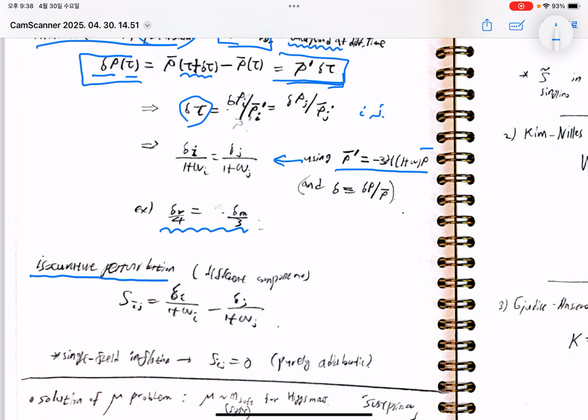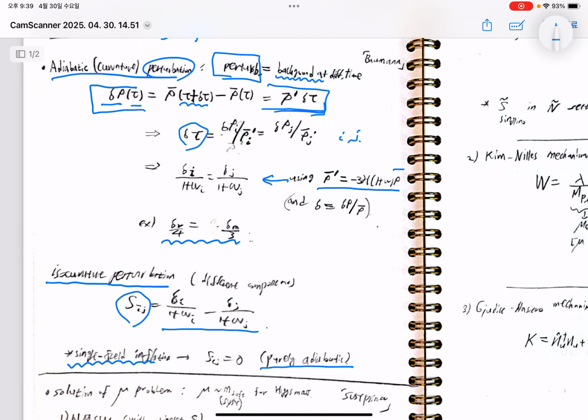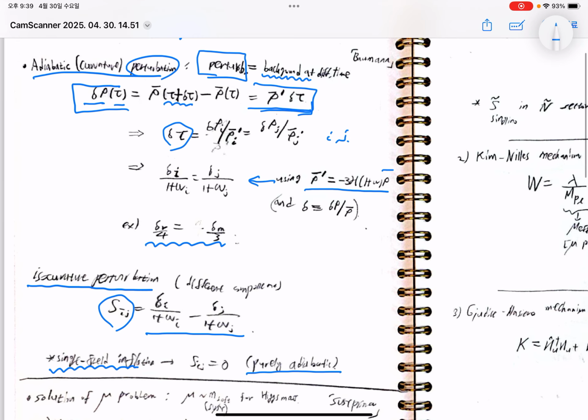For the isocurvature perturbation, it considers the difference of the components defined with S_ij, the difference between delta i over 1 plus omega i and also the j term. For the single field inflation model, this S_ij automatically reduces to purely adiabatic. Some density perturbation topics consider adiabatic or isocurvature perturbation.